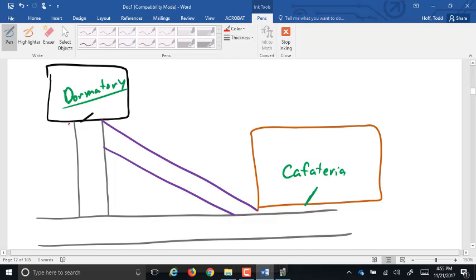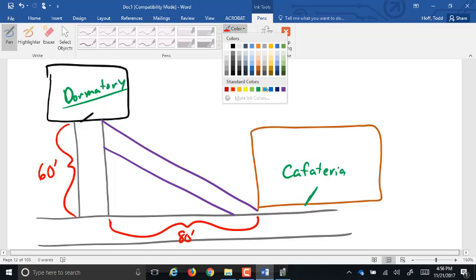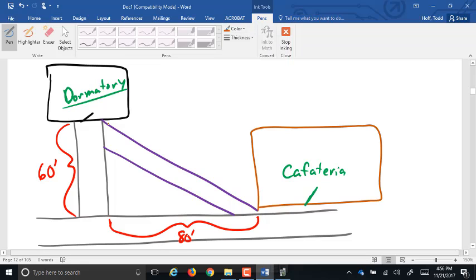Measurements are taken, and the distance from the dormitory out to the main sidewalk is 60 feet. The distance from this sidewalk over to the corner of the cafeteria is 80 feet. They want to know what is going to be the length of this longest side of the sidewalk here. First of all, is that missing length the leg or the hypotenuse?